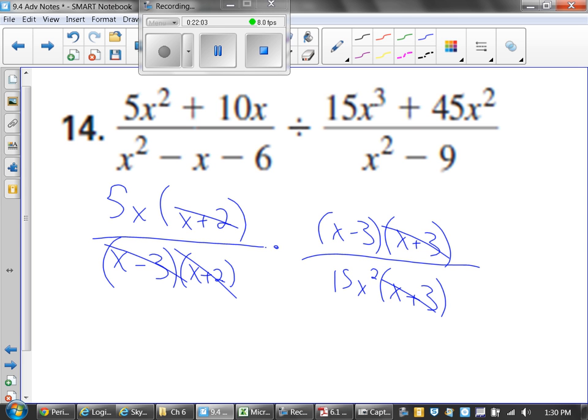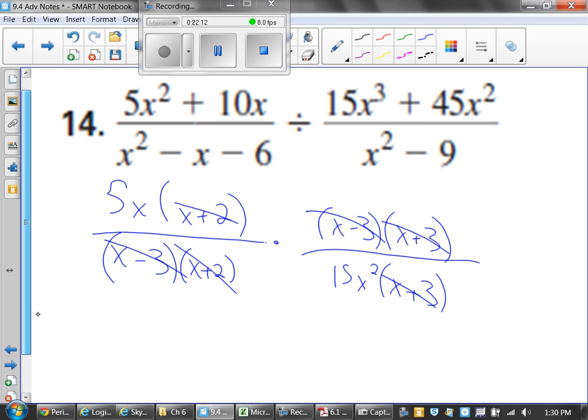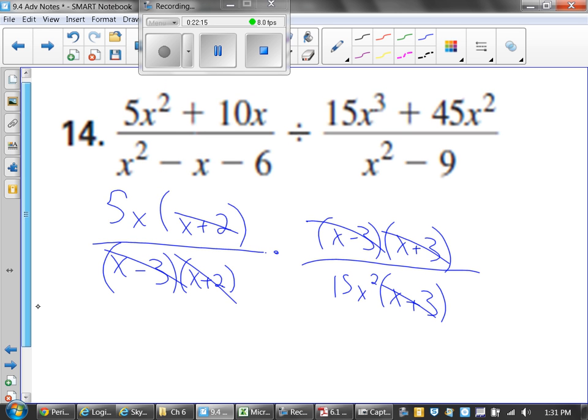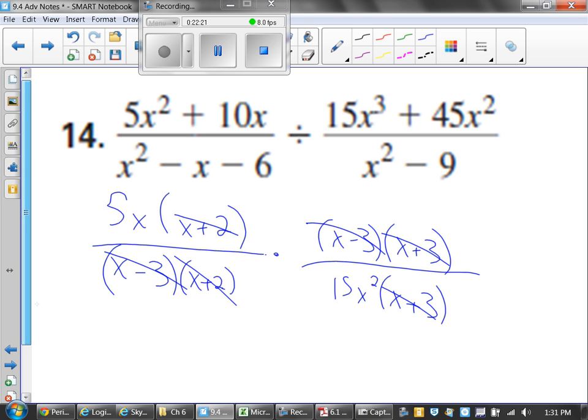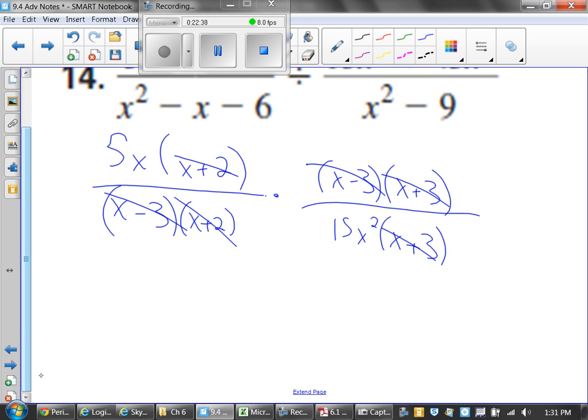Wait a minute. I factored them when I got 5x times 3x plus 3 times x plus 3. So I got a trinomial. No, on the 15x cubed plus 4. What's the first rule of factoring? Take out the GCF. You have 15x squared times x plus 3. I took out 5x. That's wrong. It wasn't the GCF then.